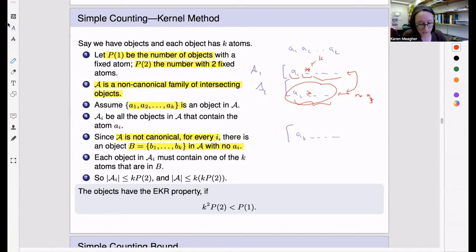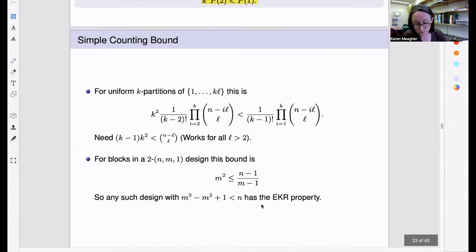So what I can say is that the size of my set system is no bigger than however many ways I can fill this in: the k, the number of ways that I could pick the one that needs to intersect, and then I had 1, 2, 3, k piles, and that's this k right here. So the size of the set system is bounded by k squared times the number of ways I can complete an object once two atoms are fixed. So I'll have the EKR property if this bound is smaller than canonical. And this is super sloppy and really lazy, but it works in a surprising number of cases.